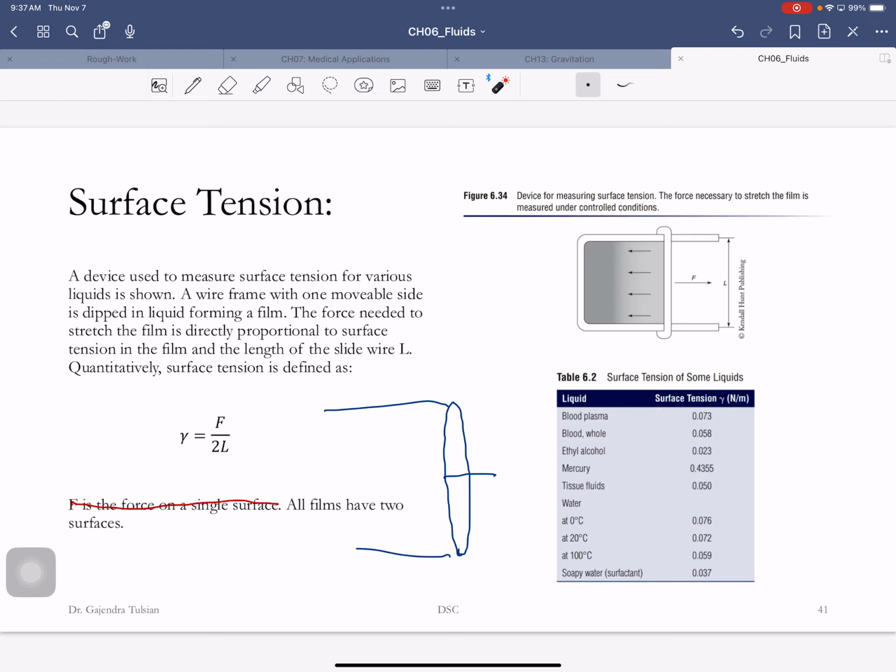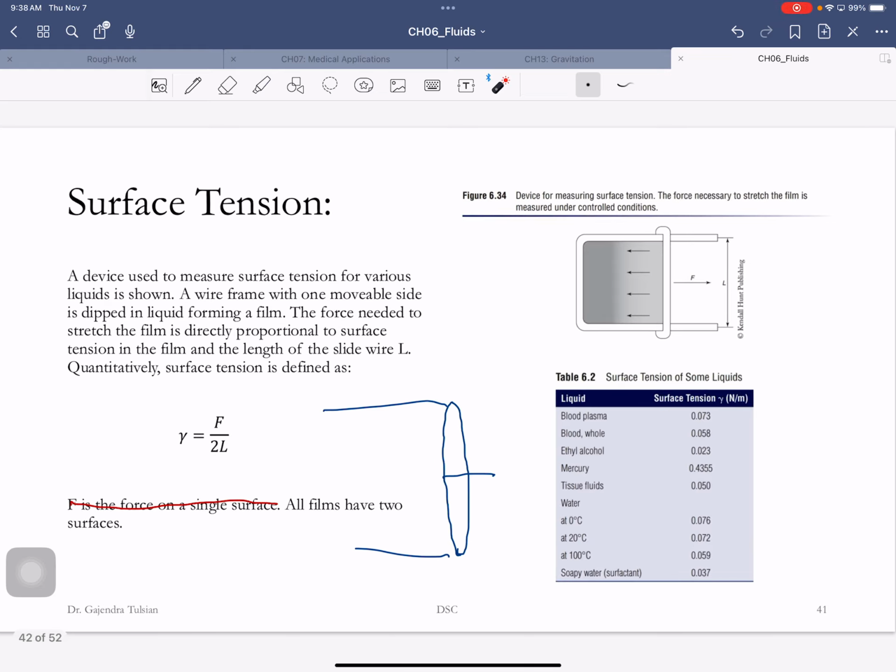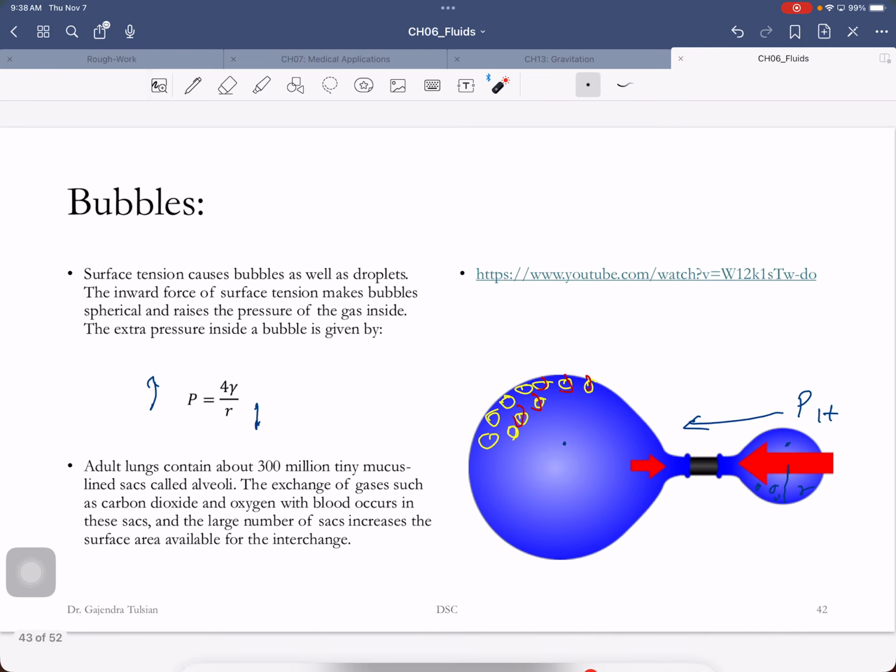So the greater the force you need, the greater the surface tension. For instance, this is a film of soapy water, and you can measure the surface tension. If this was a mercury film, you would need a bigger force to pull that. And here's a list of surface tensions: surface tension for water at various temperatures, and the units are Newton per meter. It's 0.072. We'll come to that. We'll talk about breathing in a second.